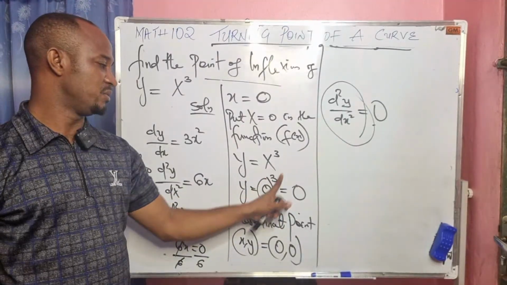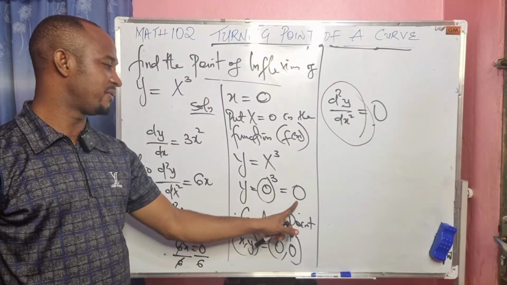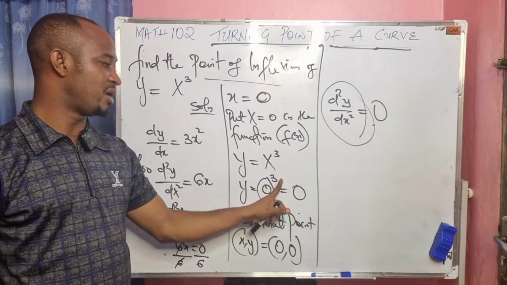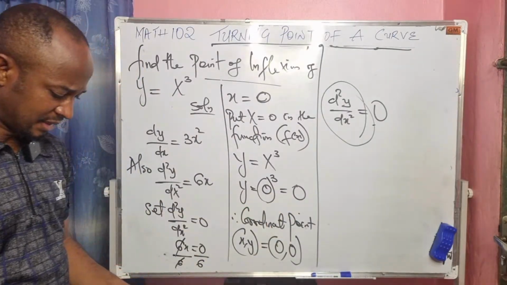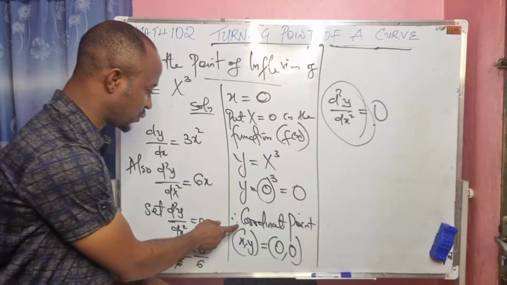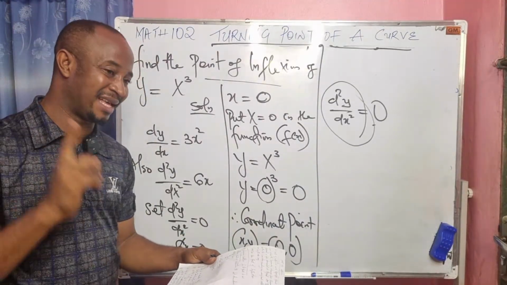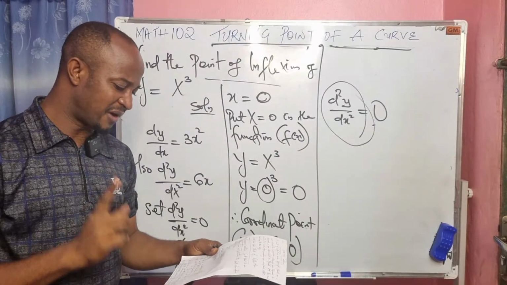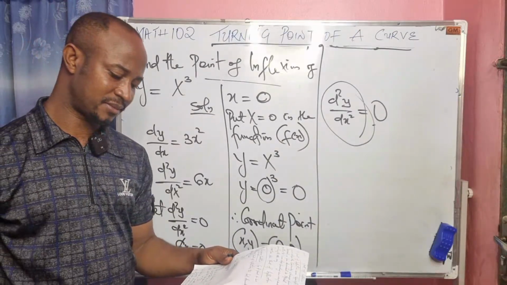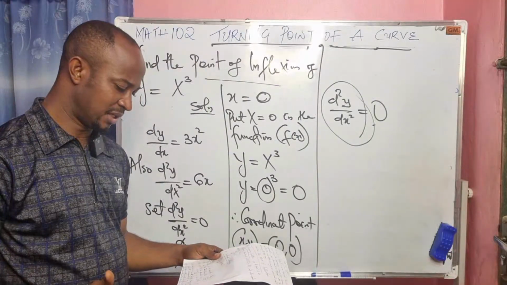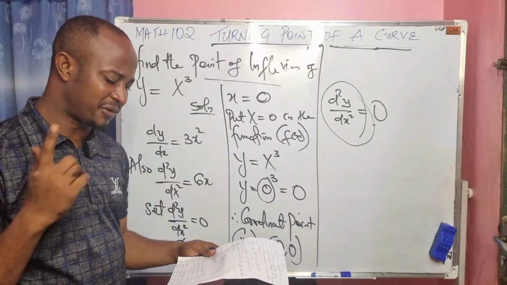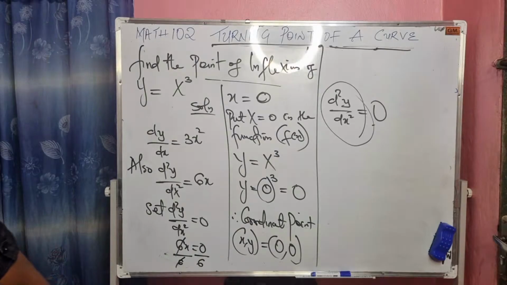y equals x cubed. When we put our x as 0, we have 0 to the power of 3, which is still 0. Then the next is to find the coordinates, which we have done. The last step says test value: test value slightly to the left and to the right of x in the second derivative to confirm the sign changes. Now listen.